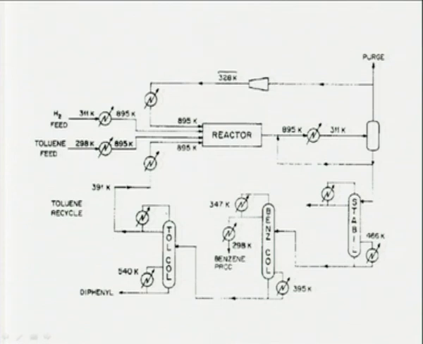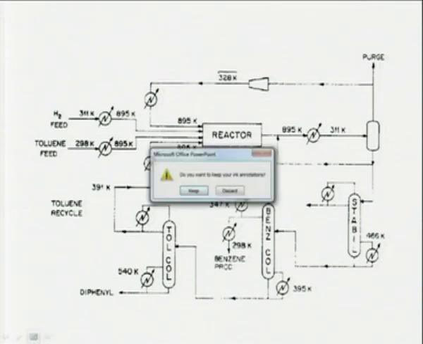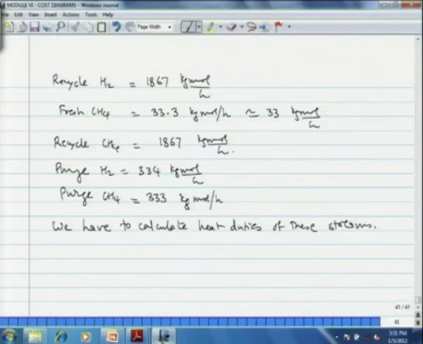Now, if we have to calculate the heat duties on all the components like fresh hydrogen, recycle hydrogen, fresh methane, recycle methane, fresh toluene, recycle toluene, and benzene, so on and so forth, then we have to take into consideration the sensible heat plus the heat of phase change in case of toluene and benzene, and then the superheating of the vapor. Now, we shall see the heat duty of each of the streams. Okay. Now, let us say the heat duty of fresh toluene.